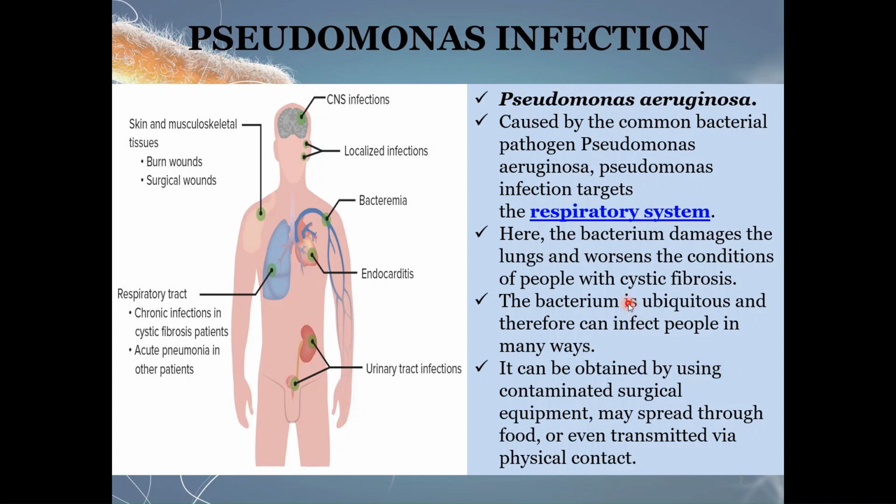Pseudomonas infection. Pseudo means false. Generally, this Pseudomonas infection always misdirects the antibiotics. That's why many a time antibiotics fail to kill this bacteria. It generally affects the respiratory tract, and if it is not treated properly, it goes to cystic fibrosis, and it affects almost all parts of our internal system: our skin, CNS, localized infection, bacteremia, urinary tract infection, and respiratory tract infections.